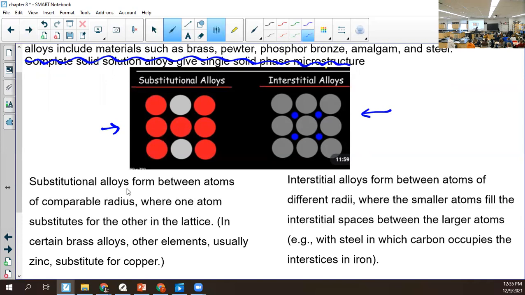All right, interstitial alloys form between atoms of different radii, where the smaller atoms fill the interstitial spaces between the larger atoms. Okay.